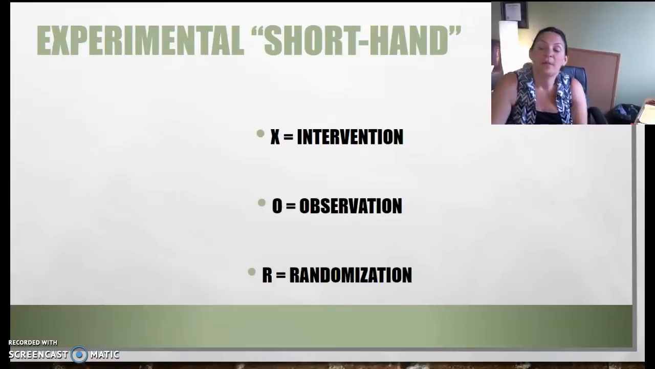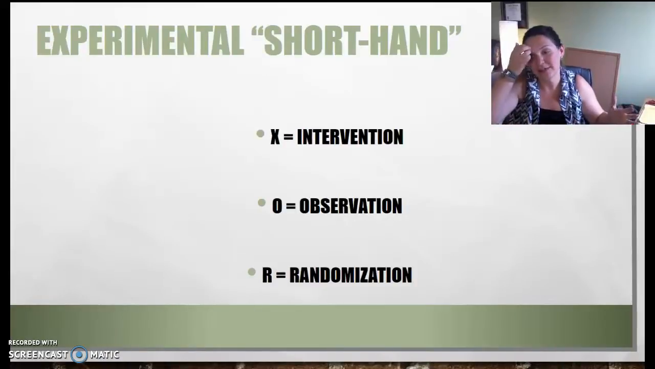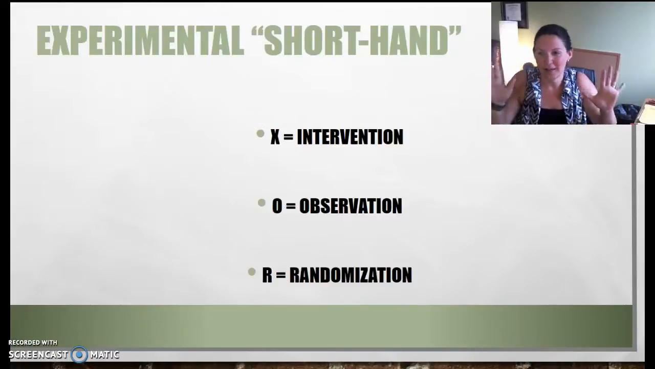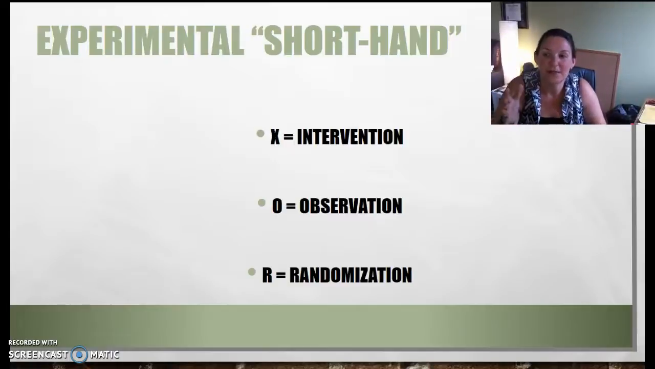All right, the other thing that we need to talk about before we launch into the different types of designs is understanding experimental shorthand. This is really important because if you understand this, then you can look at all of those things that you see in the chapter that actually look very complicated because it's all X's and O's and R's. What does that mean? On a very basic level, what we need to remember is X stands for intervention, O stands for observation or data collection, and R indicates that randomization has occurred.